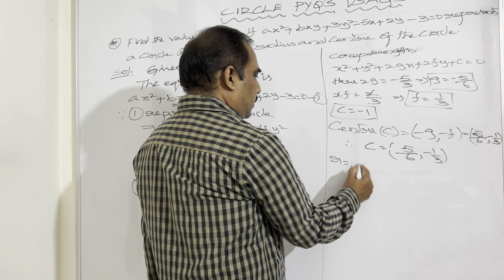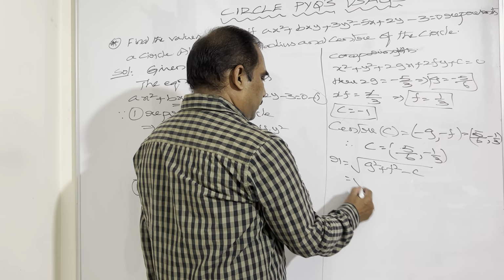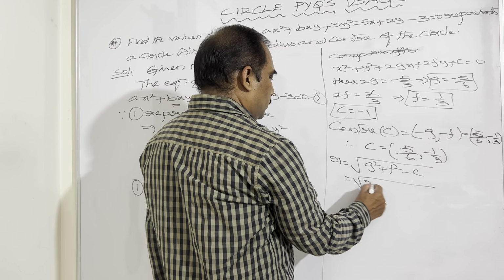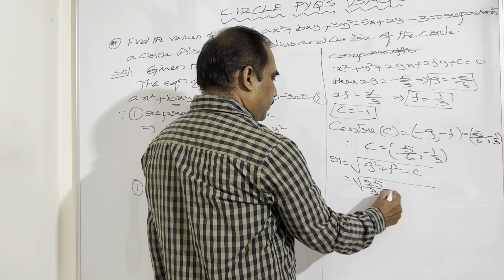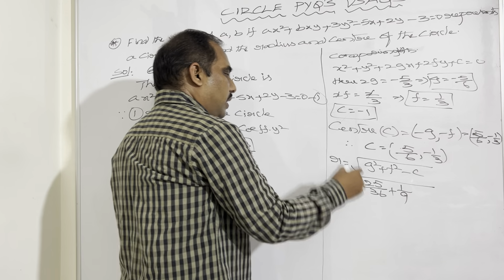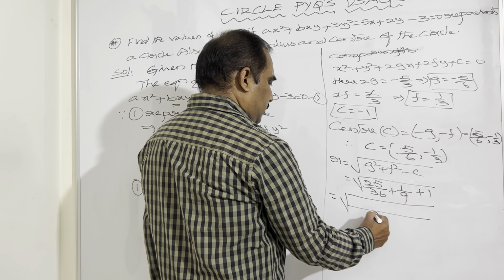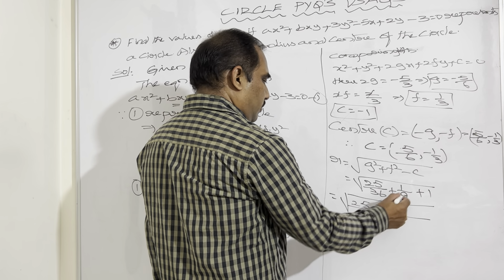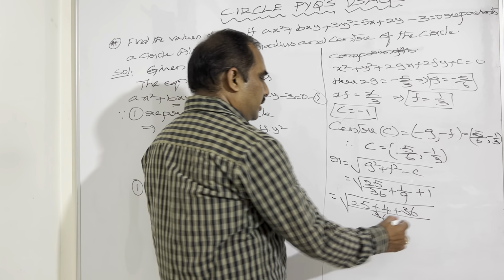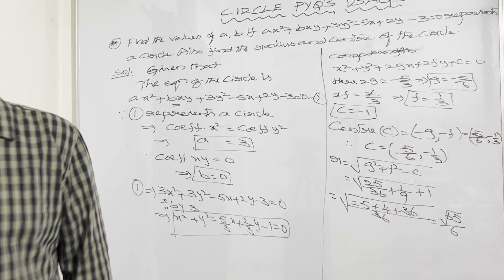Now the radius r is equal to root over g² + f² − c. So g² with g as −5/6 is 25/36, plus f² with f as 1/3 is 1/9, and c is −1, so this is plus 1. 36 is the LCM, so we get (25 + 4 + 36)/36. Finally we get root 65 by 6. So this is the radius of the circle, like this we can find.